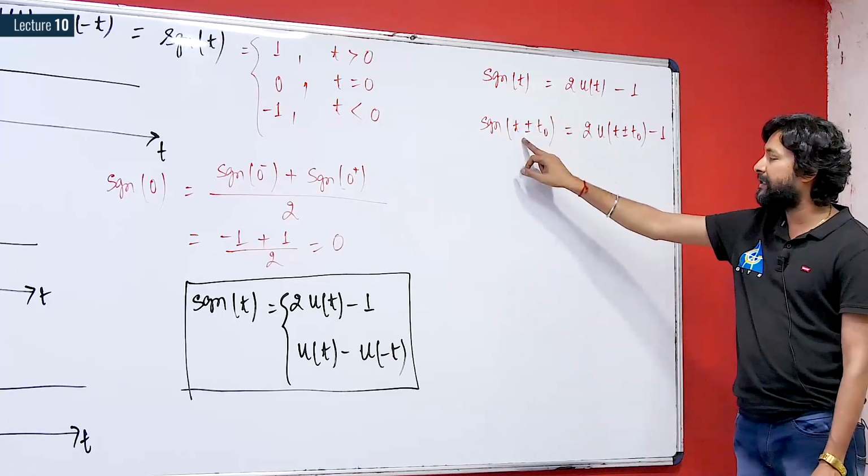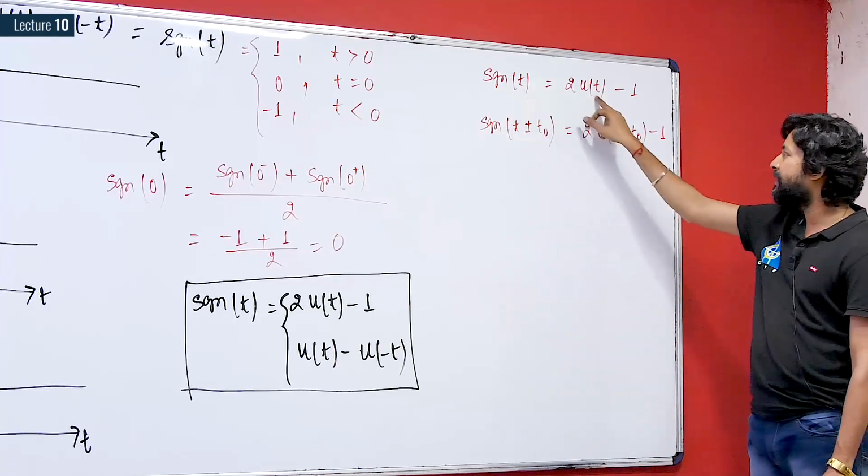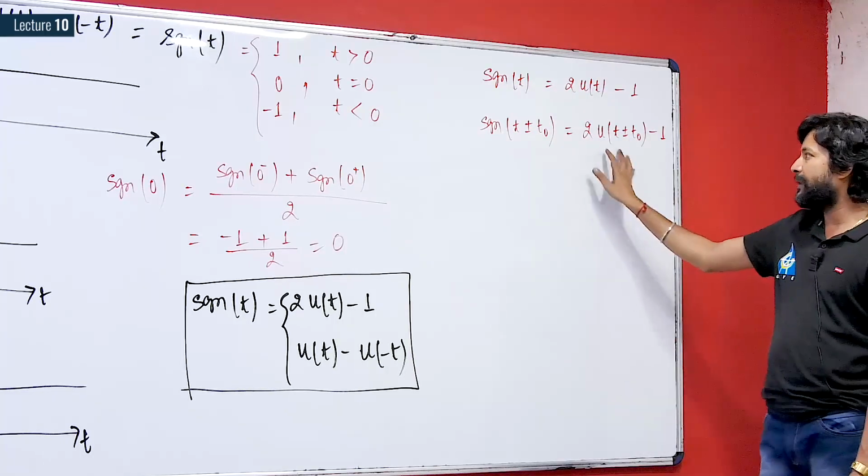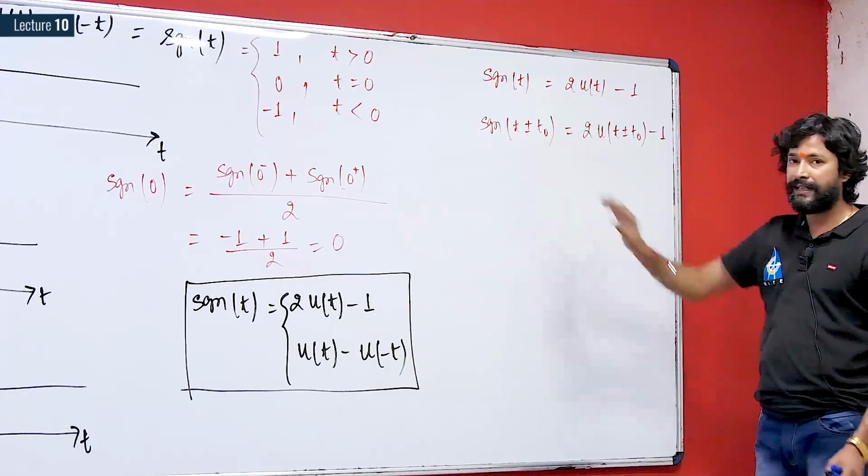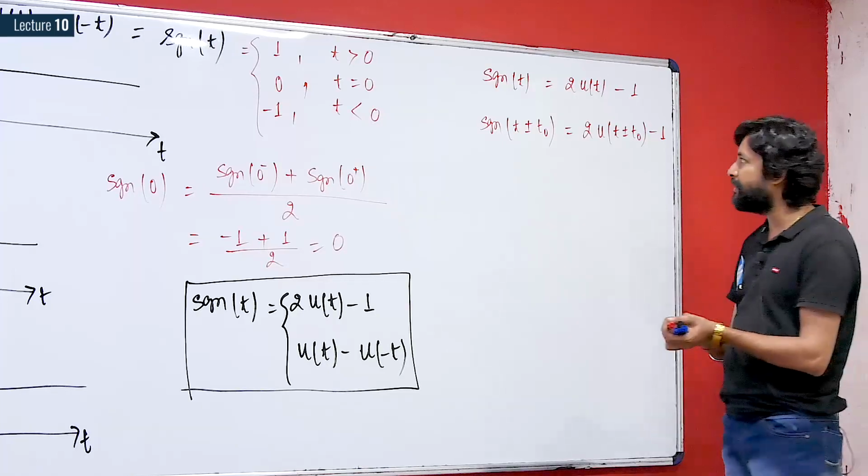So if you are going to replace t by t plus or minus t naught in the LHS, then only this part will get replaced and this value will satisfy this. But it is not as important as what we are going to discuss now.